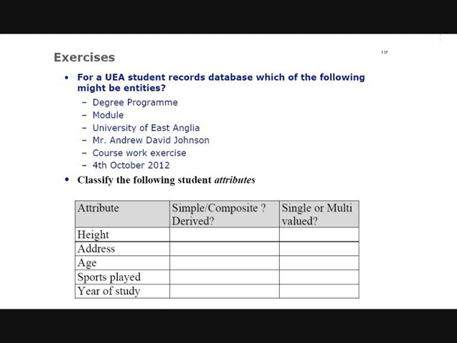What about the address of a student? Is that simple or composite? Composite, because you have a number of things. Is it derived?